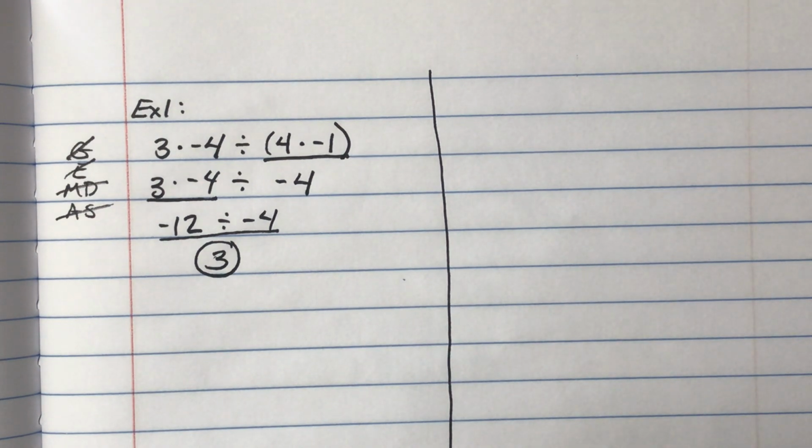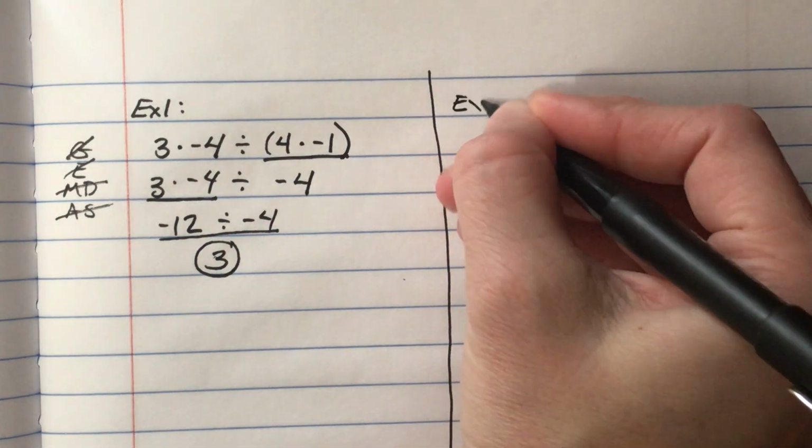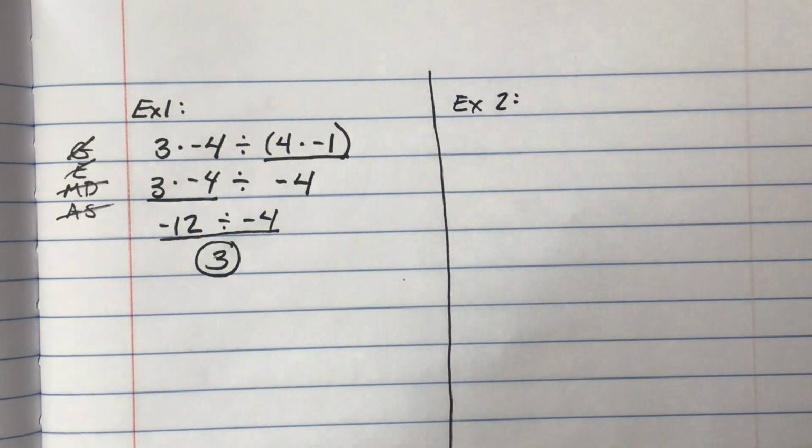All right, let's do one with an exponent in it, and let's do one where we've got a couple more steps that we actually might have to complete. So let's try one that looks like this. Example number 2.